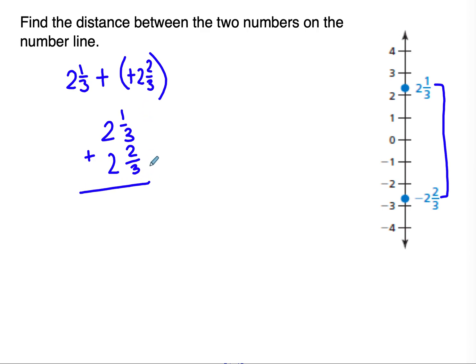All right, I already have a common denominator. That makes it easier for me. 1/3 plus 2/3 is 3/3. 2 plus 2 is 4. But 3/3 is really like 1 whole. So it's like I have to do 4 plus 1. That's going to be 5. If I wanted to make these improper fractions and add them, I could. I would still end up with the same final answer.